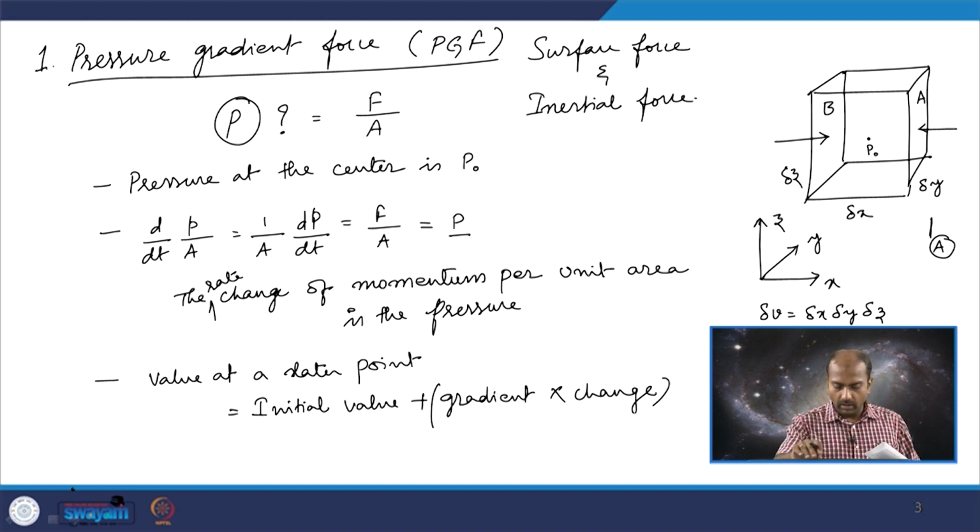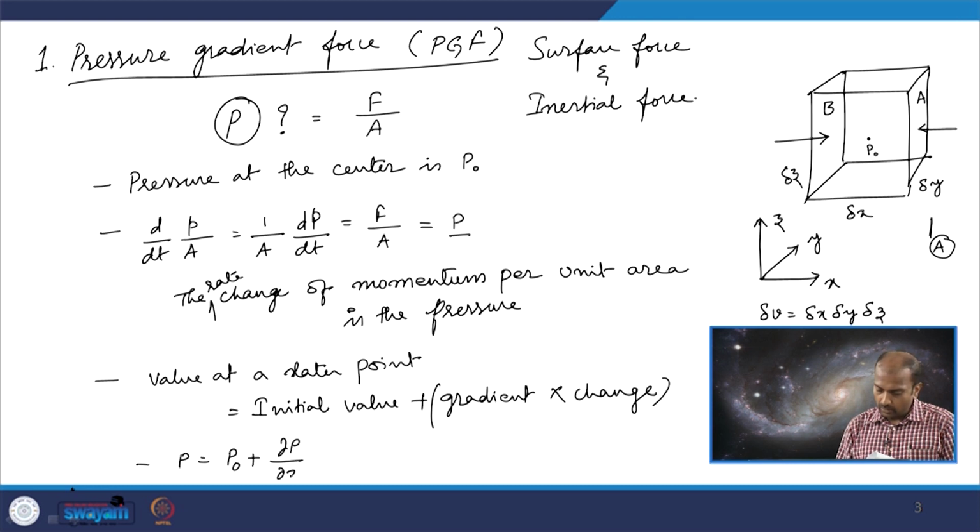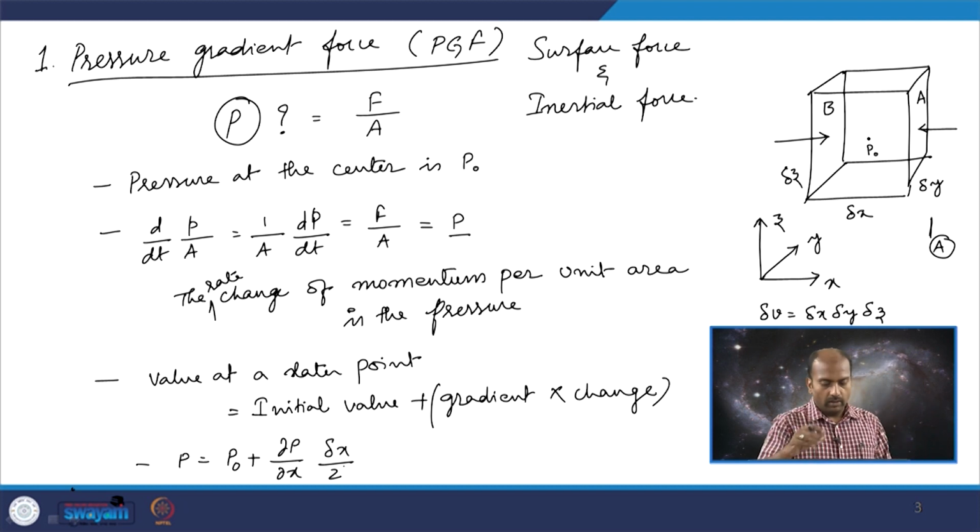So, in that way I can write the pressure at the boundary A as P equals P naught plus dou P by dou x along the x direction that you are calculating the gradient, and how much you have travelled, delta x by 2, right. So, this is along the x axis. The side of this, this small dimension, is delta x by 2, right.